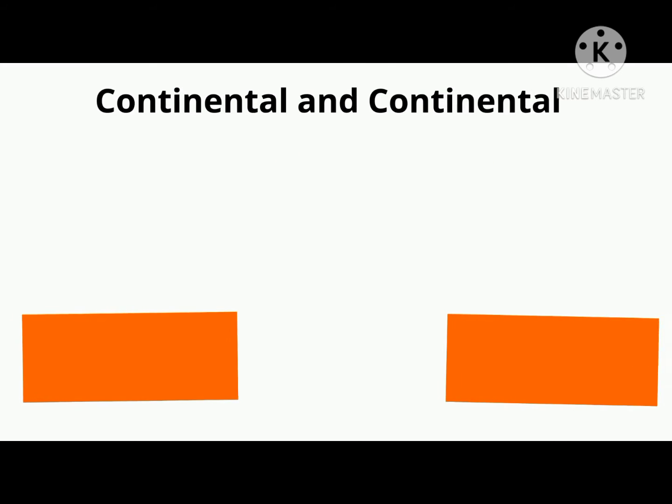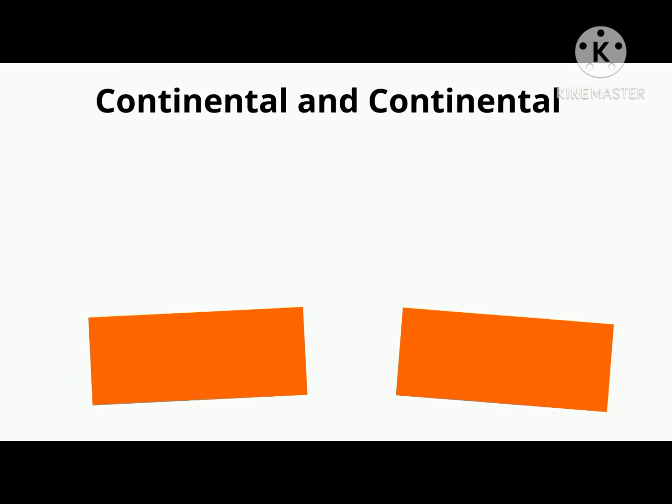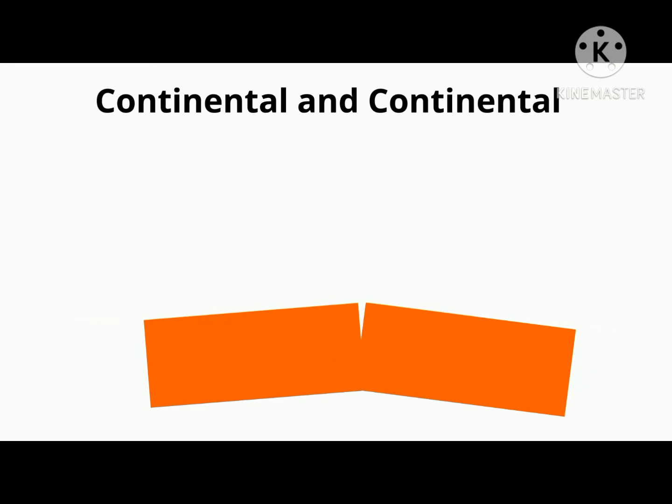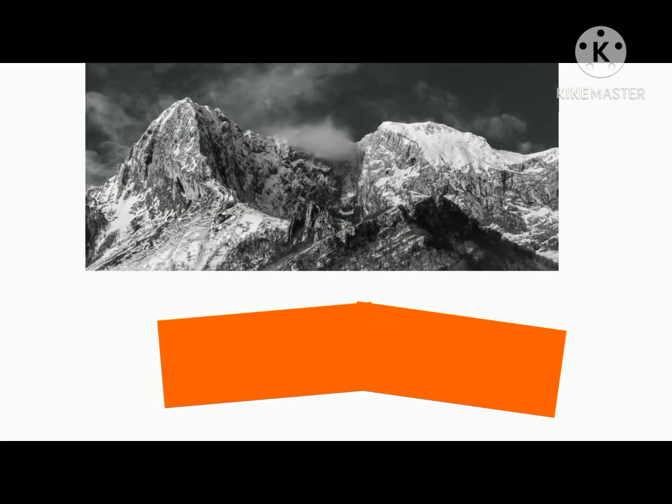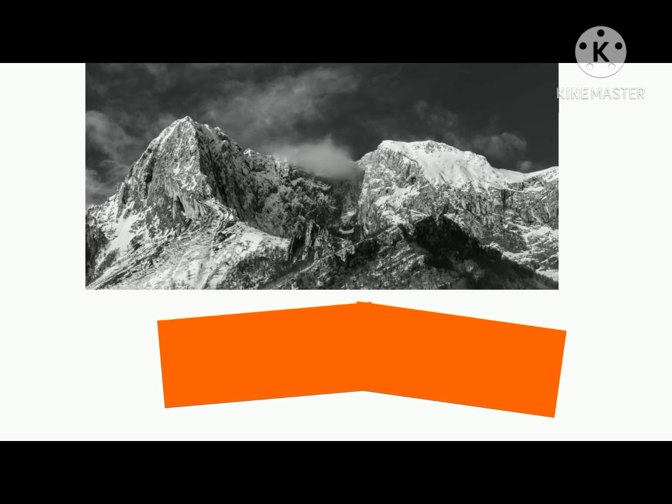We have continental and continental plate boundary. Both continental crusts are too light to subduct, so a continent-to-continent collision occurs, creating especially large mountain ranges. The most spectacular example of this is the Himalayas.